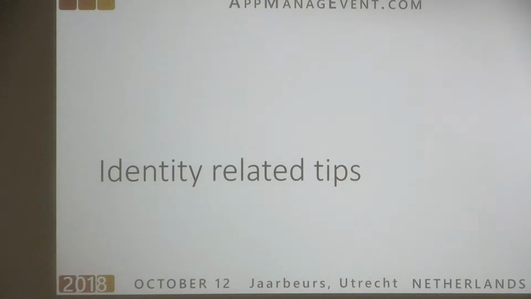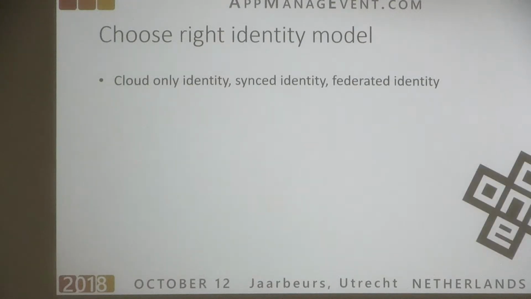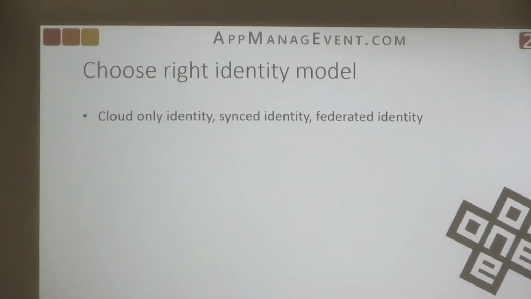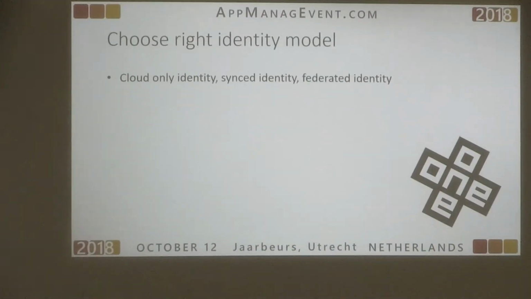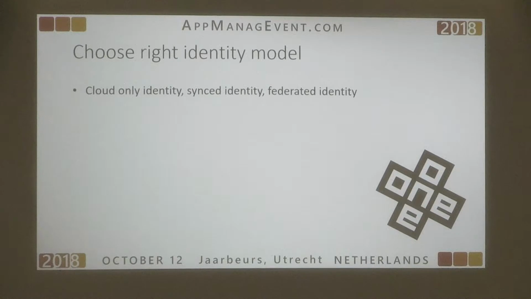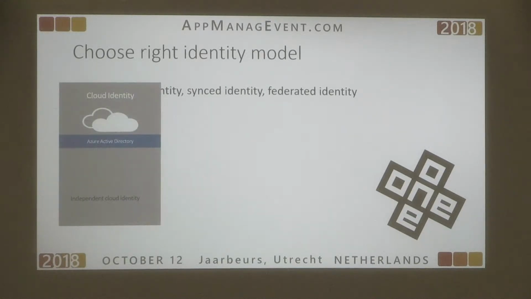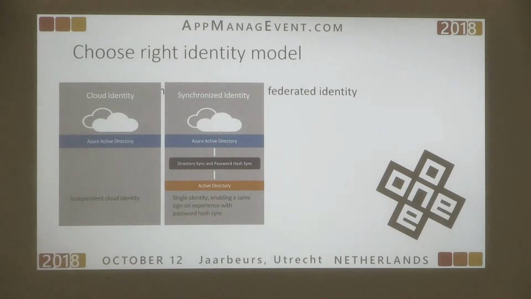But let's first start with the identity-related tips. And number one is that when you start a project like this, you need to choose the right identity model. For new startups, you may want to only have the cloud identity, which is basically just the identity in the cloud. It's in Azure and nothing else, so you don't have anything on premises. A more common scenario is that you synchronize your on-premises identities from Active Directory towards your Azure tenant, towards your Azure AD. And that can be done with or without synchronizing the password hash.